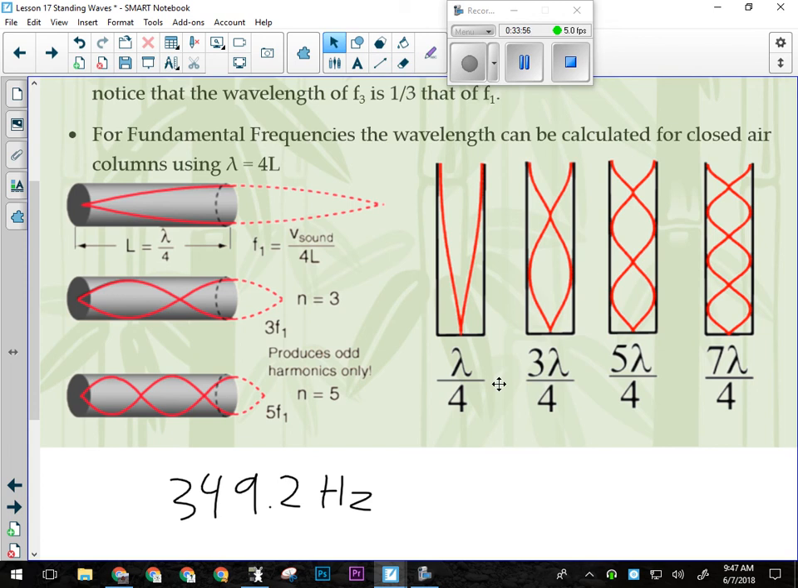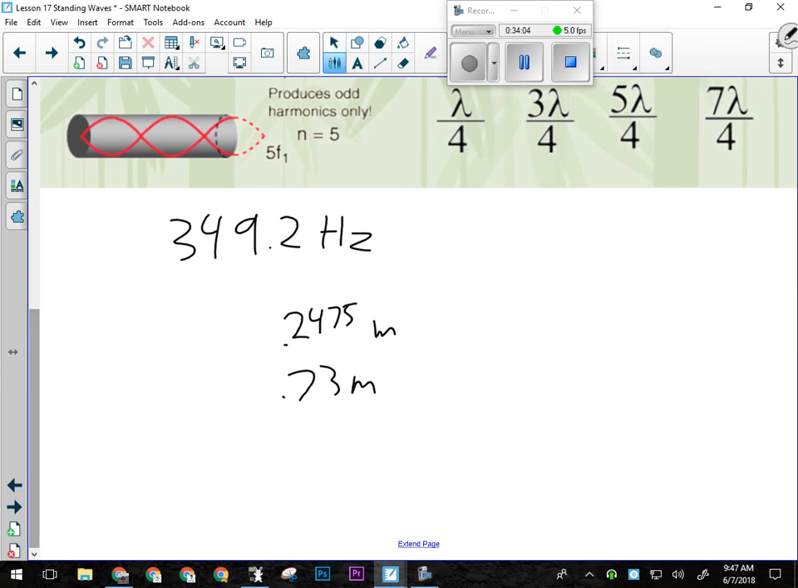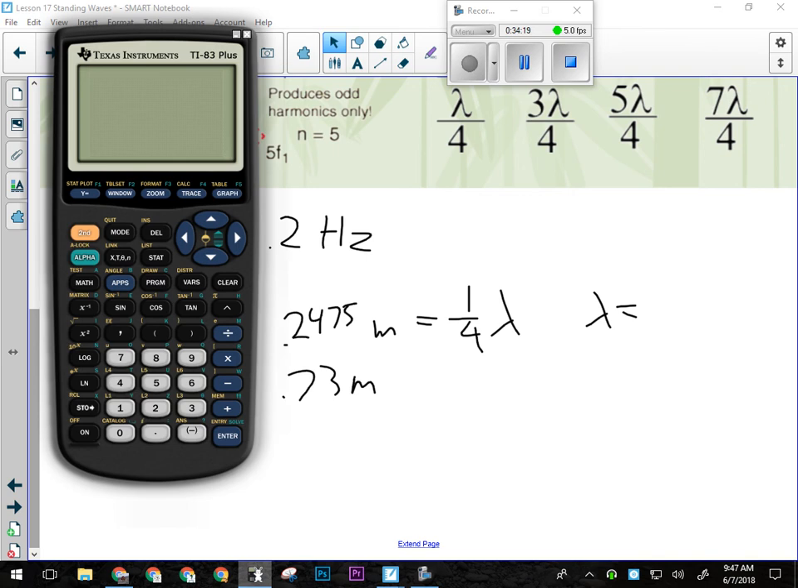So with those two numbers, can I figure out what the wavelength of the sound is? Okay, so that's what we're going to use those 2 points for. Okay, I know that 0.2475 equals 1/4 of lambda. Everyone all right with that? Okay, so if I divide the 1/4 over to this side, I should get lambda. So 0.2475.